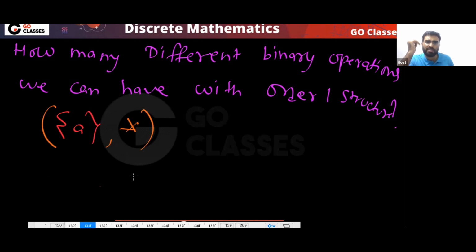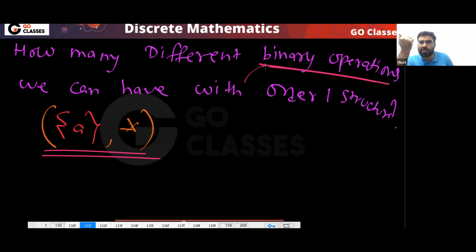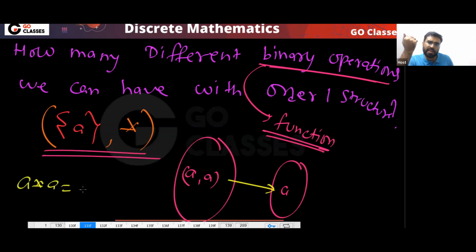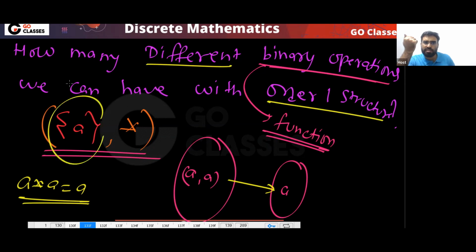Because a binary operation is a function. So how many functions can you define? Remember, a binary operation is a function. So how many functions can you define from {a} cross {a} to {a}? Only one function. So only this you can define, that a star a is equal to a. This is what you can do, nothing else. So how many different binary operations can you have with an order 1 structure? Only one.